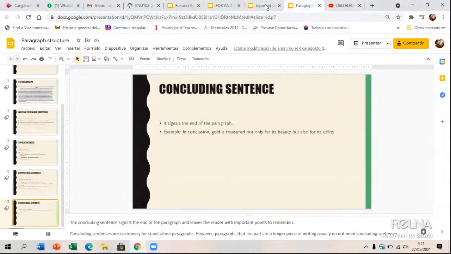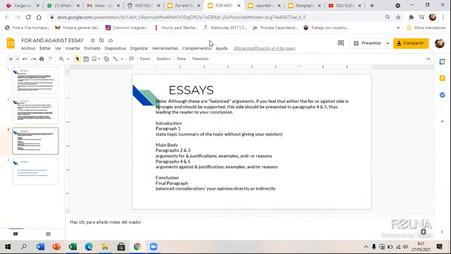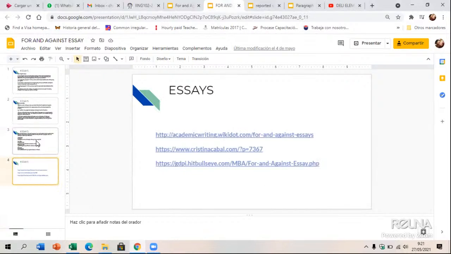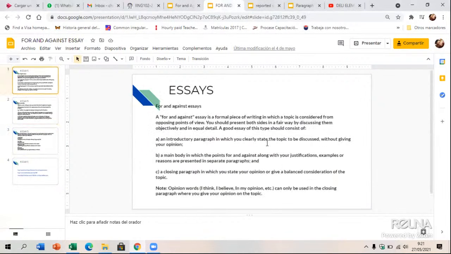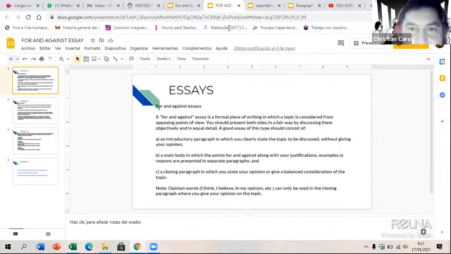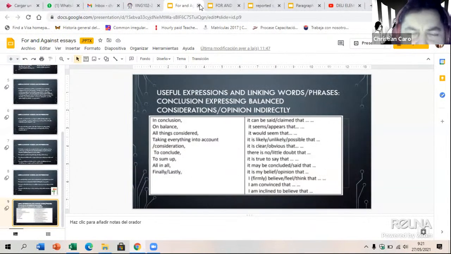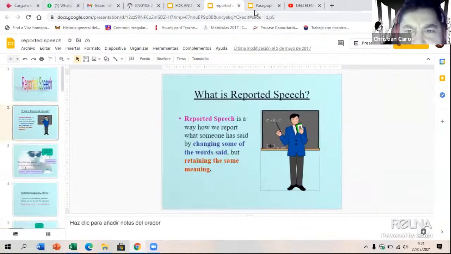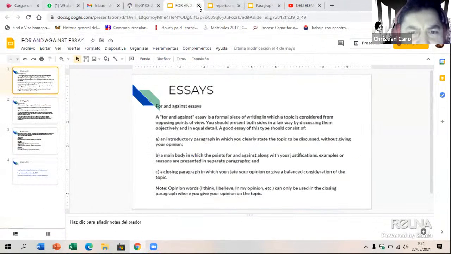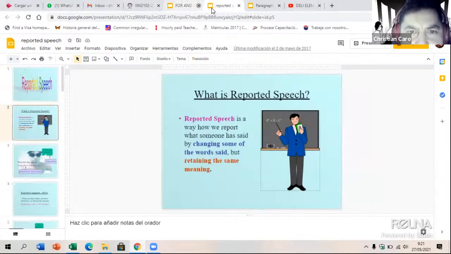Con respecto a paragraph construction, no sé si hay dudas; si no, pasemos al siguiente punto. Son las 9:20, todavía nos quedan unos minutitos. So let's talk about, in this case, report speech. Entonces vamos a cambiar de topic totalmente.